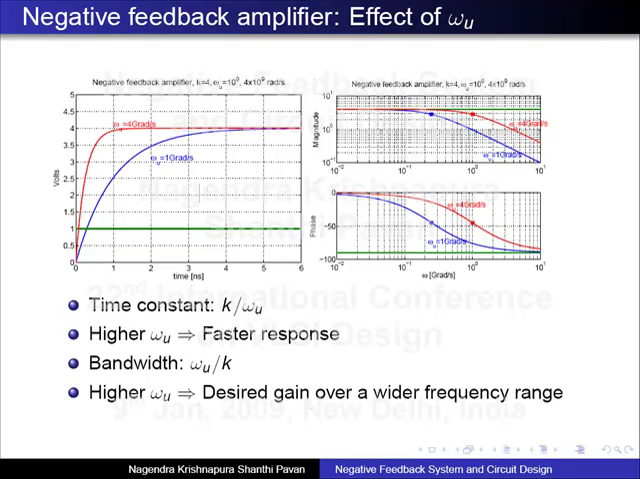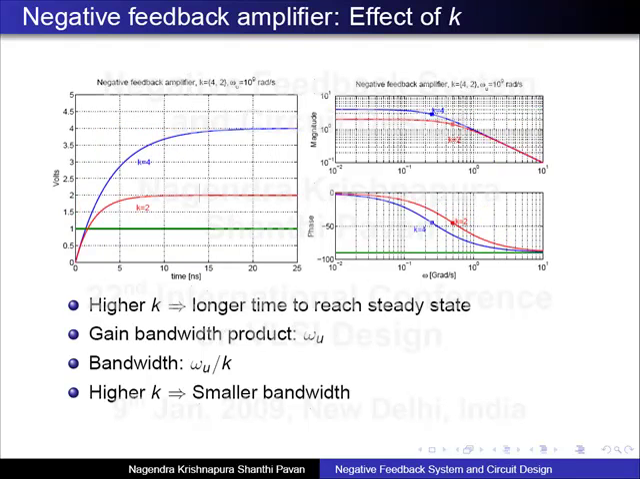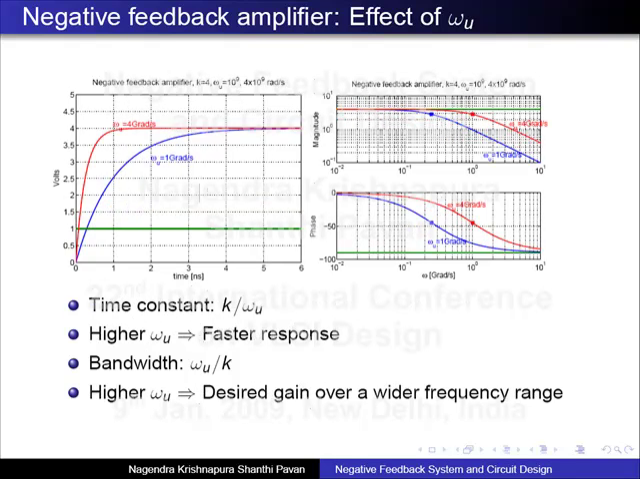Maybe you're a teenage driver and you always ram hard on the accelerator, or maybe you're 60 years old and you always go slow. That is omega u. Okay, that's your age, right? In this case, of course, the age is smaller means you go faster, but besides that, it works, right? Okay, so higher omega u means either faster response or the desired gain over a wider frequency range.